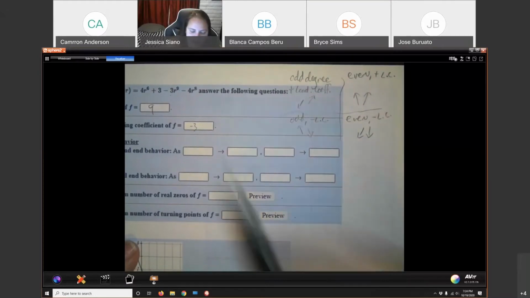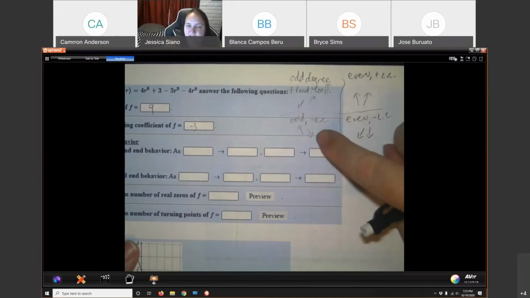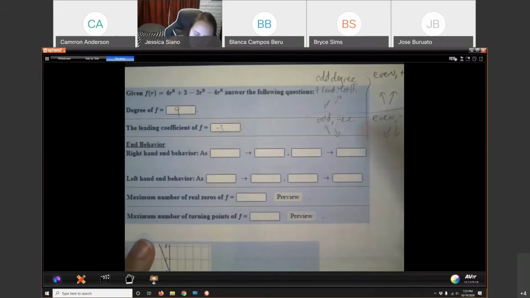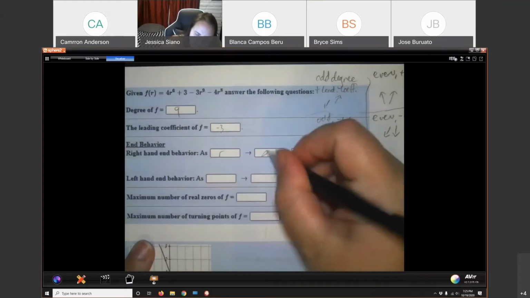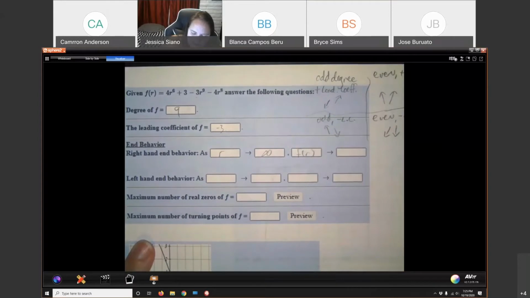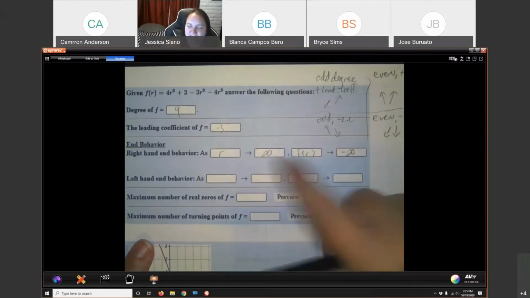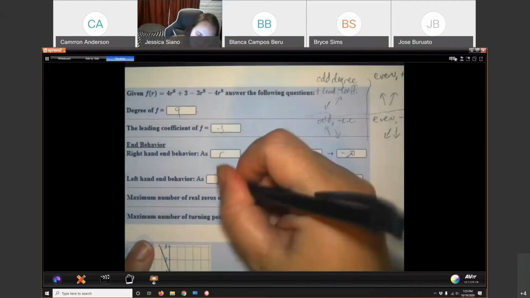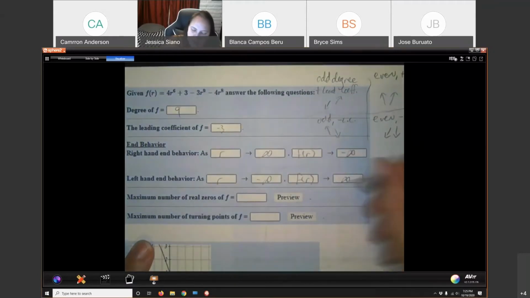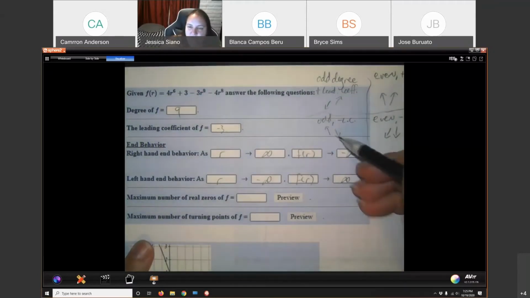So here we have odd negative, so that's this case right here. So what that means is that as r goes to the right, f of r goes down. And as r goes to the left, f of r goes up. On the left, it goes up. On the right, it goes down.